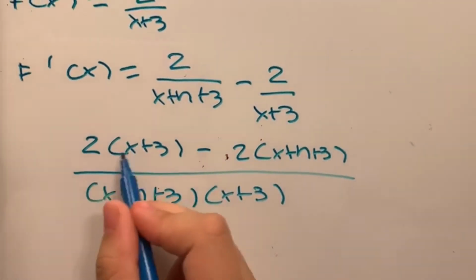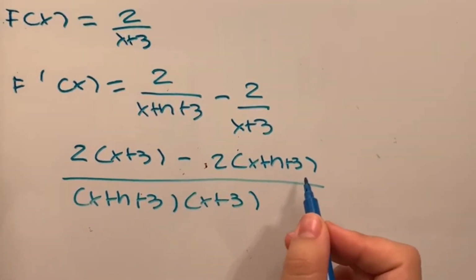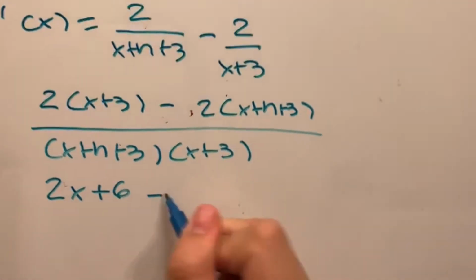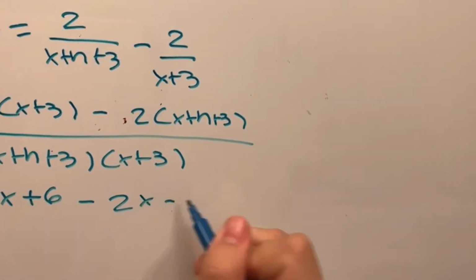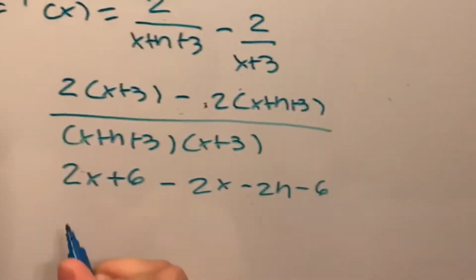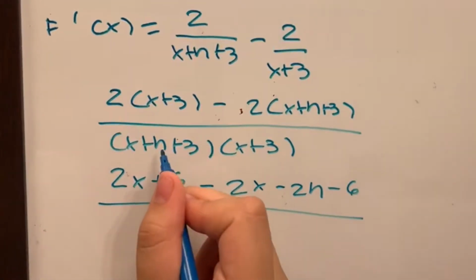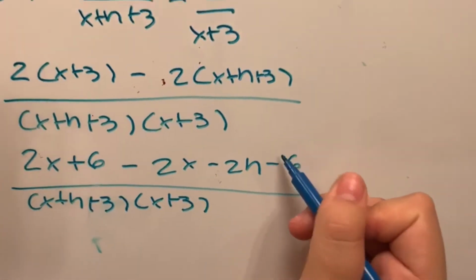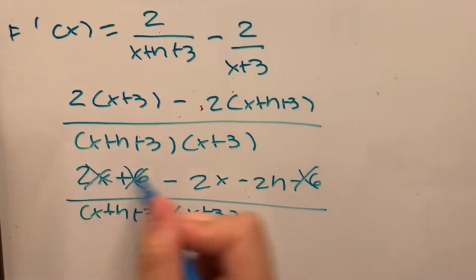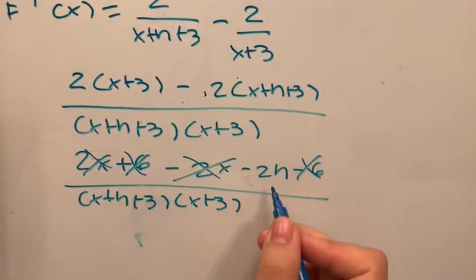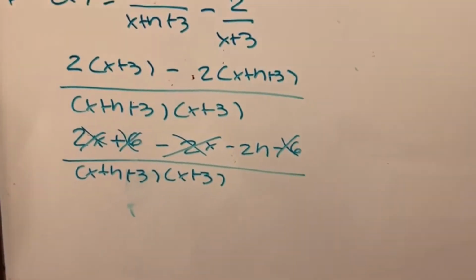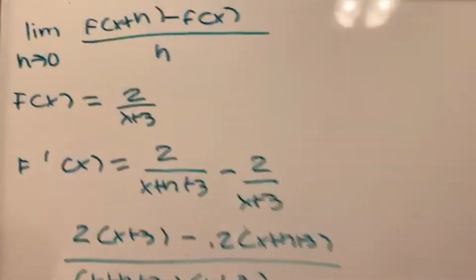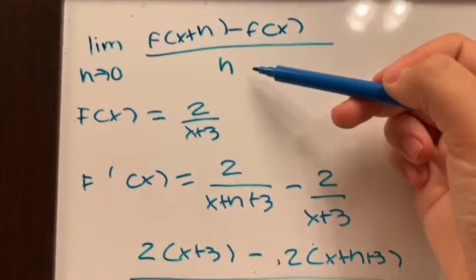Then you multiply this times this, this times this, and the same with this part. So it's gonna go 2x plus 6 minus 2x minus 2h minus 6, all of this over this. Then you're gonna cross out the numbers that you can cross out, which is minus 6, 6, 2x, and minus 2x. Then you'll have minus 2h over this. Then you're gonna do everything over h over 1, because that's what the definition says.